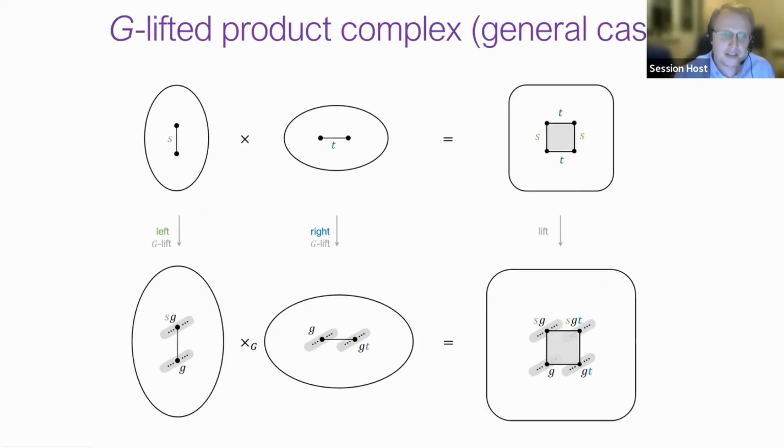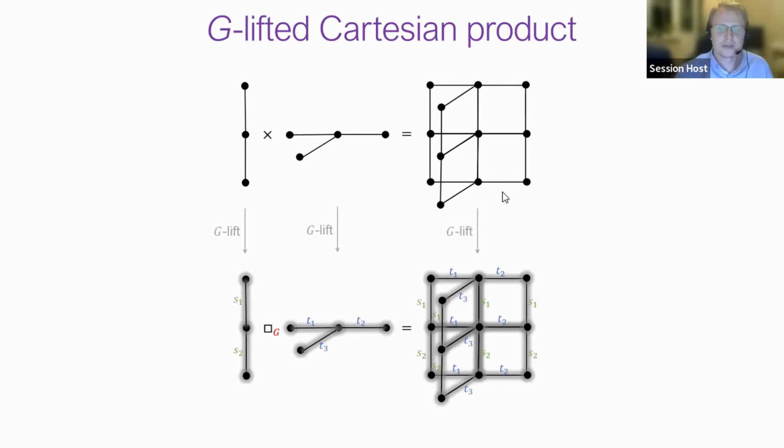In the general case, we can of course apply this to any two graphs and obtain this two-dimensional object. You can also consider the G-lifted analog of the Cartesian product. In this case, you apply it to two graphs and you also obtain a graph, not a two-dimensional object. And this graph is also a lifted graph. We call it in our paper the G-lifted Cartesian product.